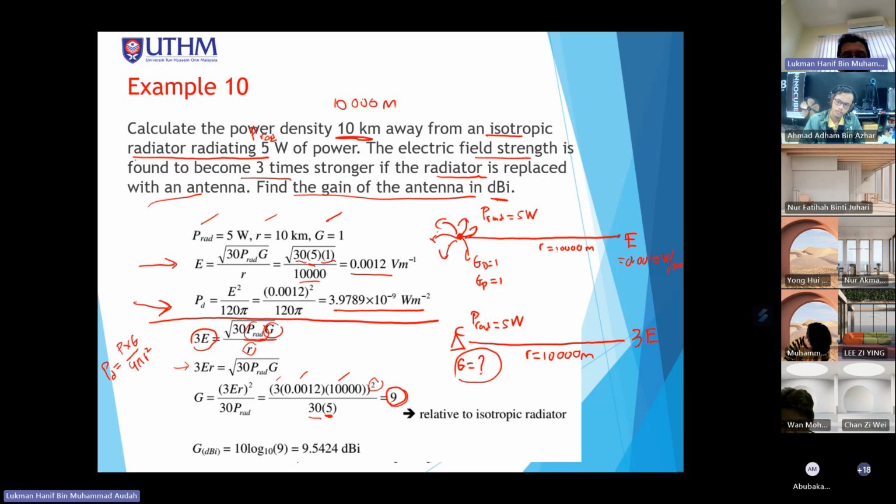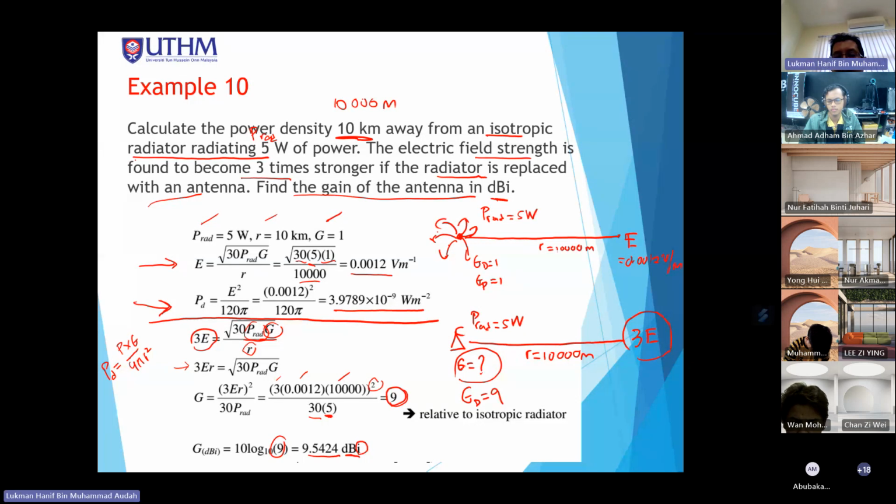Then in terms of decibel, you can make it 10 log of 9, and you get 9.5424 decibel. But the decibel is dBi, dB with respect to the isotropic radiator. So you see that, class, in order to achieve an electric field of 3E at distance 10,000 meter, I need to have the gain GD equal to 9.